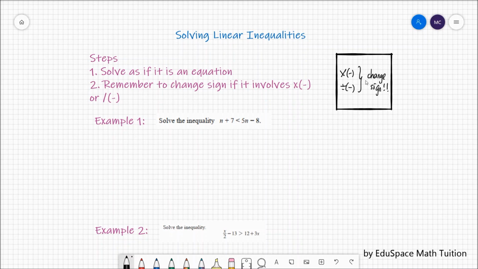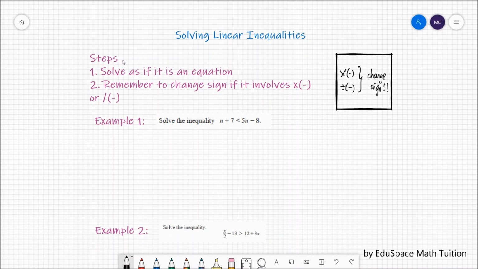So you only need to change the sign of the inequality when you multiply by a negative value or you divide by a negative value. Please make sure that you remember this because this is the only requirement that you need for solving linear inequality. So be careful.